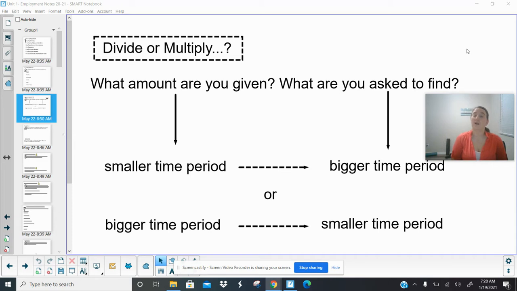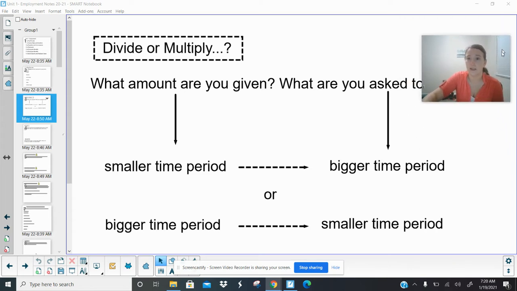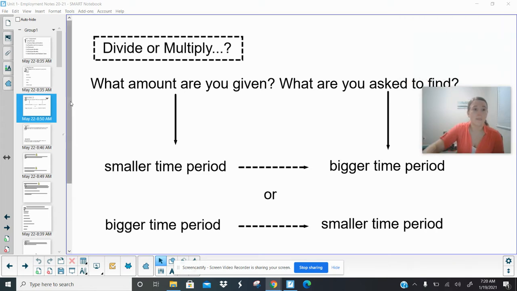How do we know if we're going to divide or multiply? Because, for example, some of the questions are going to be phrased like this. If you make $1,000 in a month, how much do you make in a year? Or it might be something like this. If you make $30,000 in a year, how much do you make in a month? In both of those situations, they're very simple. We either divide or multiply by a number, and we'll talk about that. So you have this already on your notes. We're going to just write here, how do you know if we're dividing or multiplying?